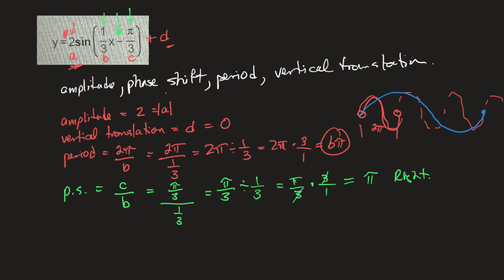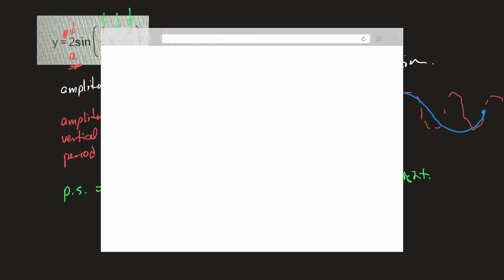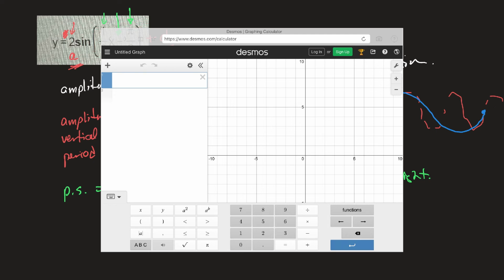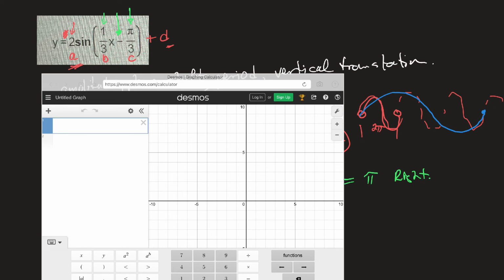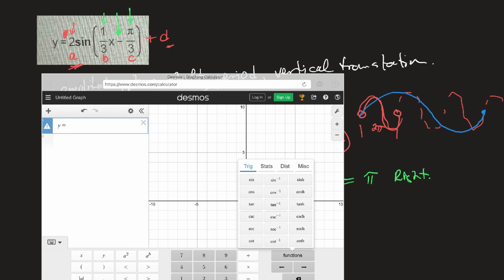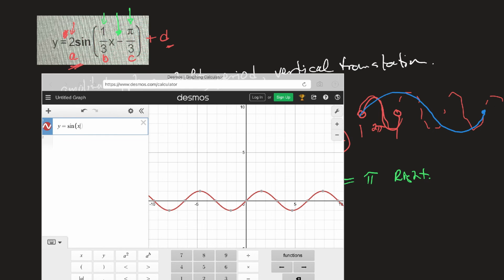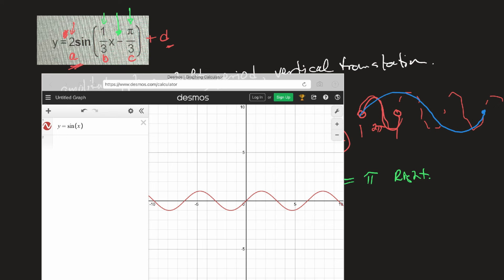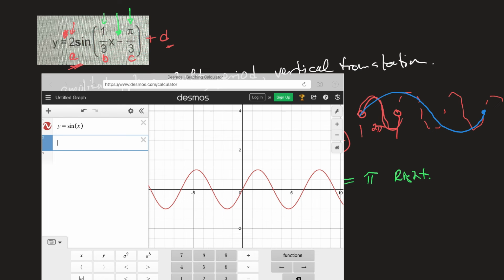Okay, now let's just sort of confirm that with some decimals, just to see if we're right. Okay, graphing calculator. So let's just first graph y equals sine of x. There's the normal graph. Let me make that a little bit bigger. Beautiful. Now let's put a 2 in there and see what happens.